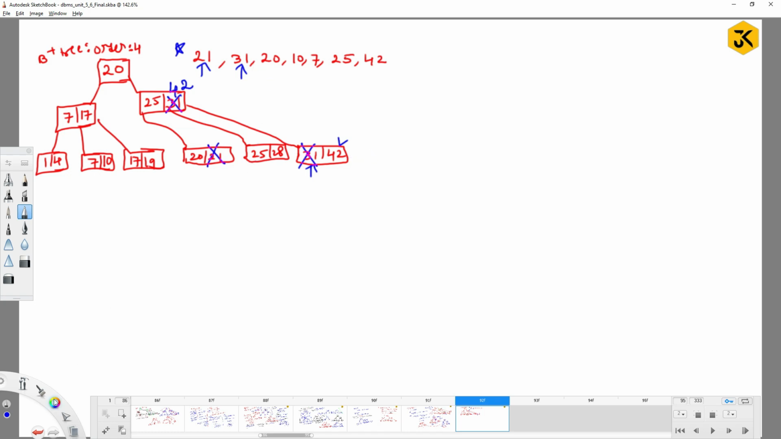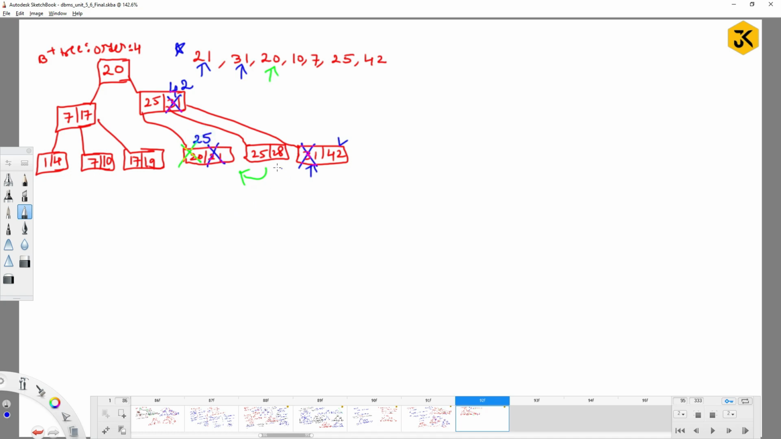Next, I am trying to delete the value 20. If I delete the value 20, there is a problem, meaning the number of values is going to be 0. In this situation, you can take a borrow from the right side, if it is possible. Yes, the right side has more than the minimum number of keys. The minimum number of keys is 1, and 2 keys are there, so there is no problem. I can get one value from the right side. Which one are you going to take? You can take the value 25.